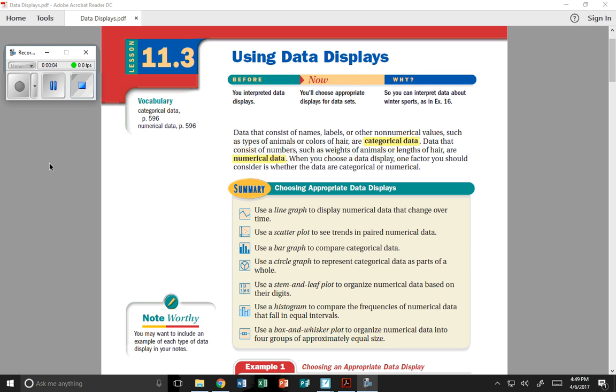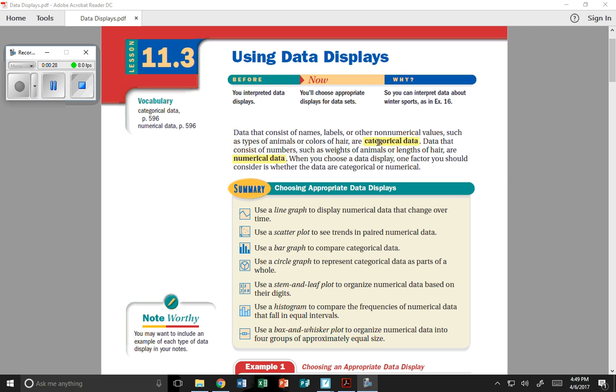Welcome to lesson 11.3. This is on using data displays. When we're talking about using data displays, we are basically talking about how to look at different appropriate ways of displaying different data sets. Now, there are two different types of data.